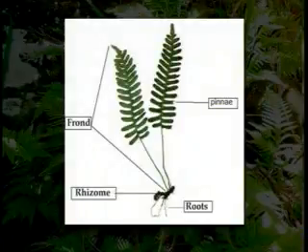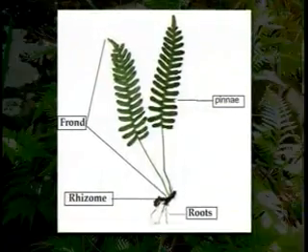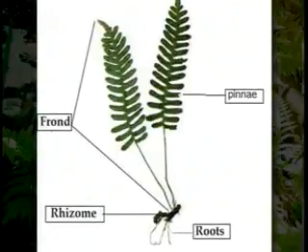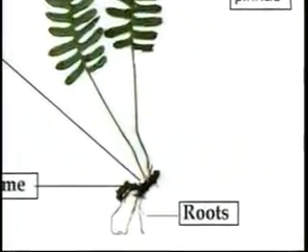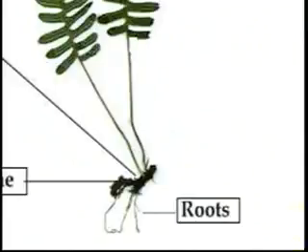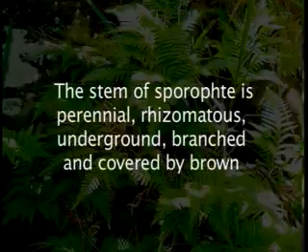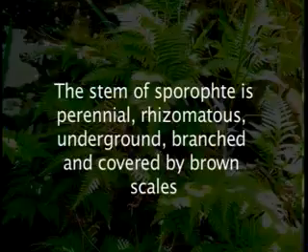The dominant stage in the life cycle of Pteris, constituting the main plant body, is the sporophyte. It is differentiated into roots, stem and leaves. The primary root formed from embryo is short-lived and is soon replaced by the adventitious roots. These roots are cylindrical, black, wiry, and arise from the ventral side of the rhizome or from all over the surface. The stem is perennial, rhizomatous, underground, branched, and covered by brown scales. Some species have persistent leaf bases on the rhizome.